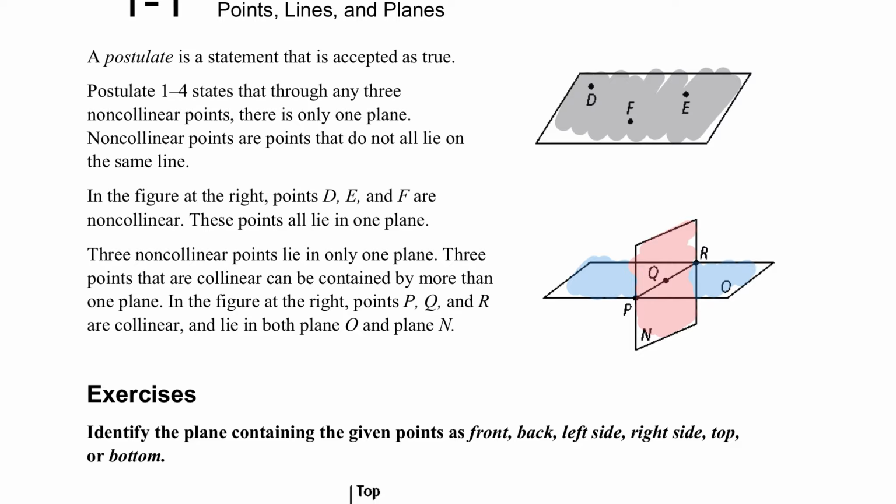What it's saying here is that in the figure at the right, points D, E, and F are non-collinear. These points lie in one plane. 3 non-collinear points lie in only one plane. 3 points that are collinear can be contained by more than one plane. You see that P, Q, and R are collinear and lie in both plane O and plane N.